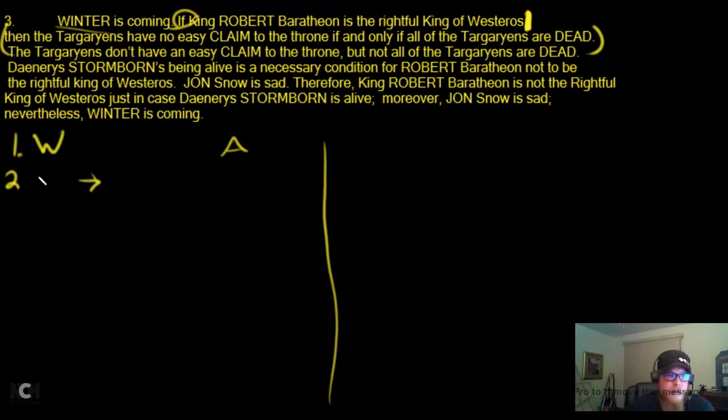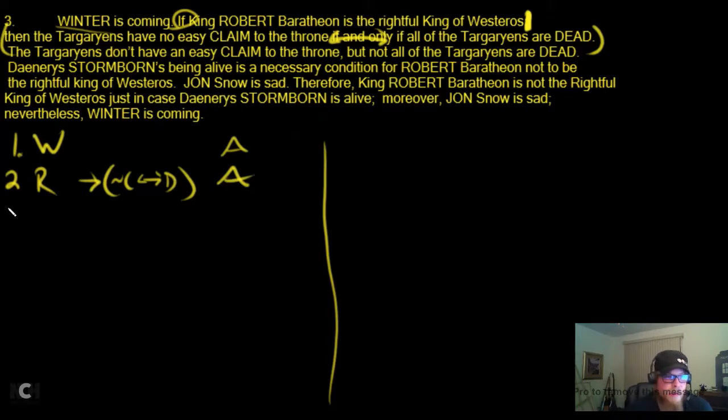On the left side of the arrow is just Robert Baratheon is the rightful king of Westeros. More stuff. Then what? The Targaryens have no easy claim to the throne. Easy claim. If and only if, what does that mean? Double arrow. If and only if, all the Targaryens are dead. Assumption number 2.